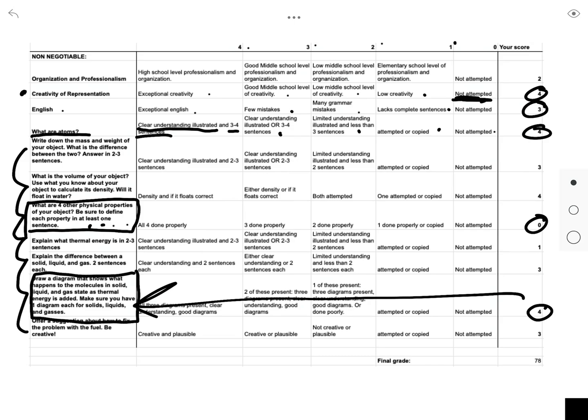Okay, so hopefully that makes rubrics make a little bit more sense. You're going to use rubrics, like I said, throughout middle school and high school and college. So it's important to know how to read them. And if you have any more questions, just let me know.